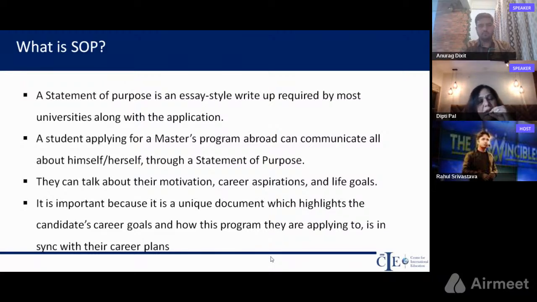So, Anurag, it will be great if you could share your experience about SOP and the tips on how to come up with strong application documents. Over to you. Certainly, ma'am.